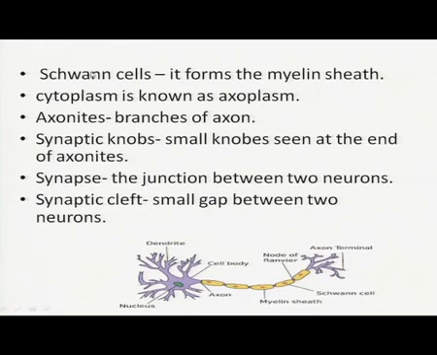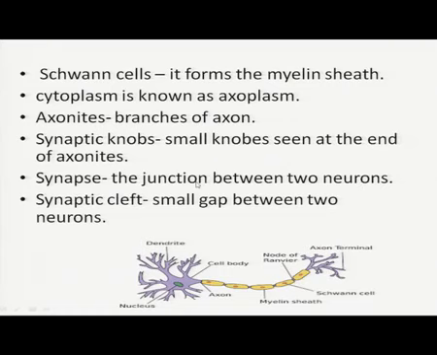Already I have told you Schwann cells form the myelin sheath. Now, synaptic knob, the small knob-like structure seen at the end of the axonites. Now, what is meant by a synapse? The junction between two neurons.